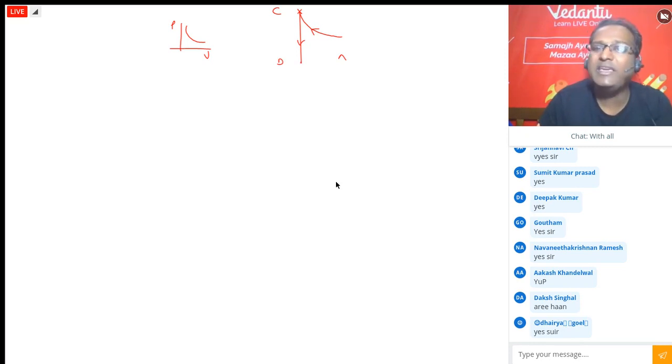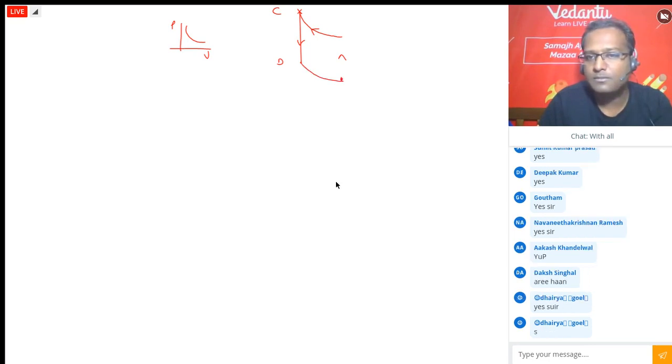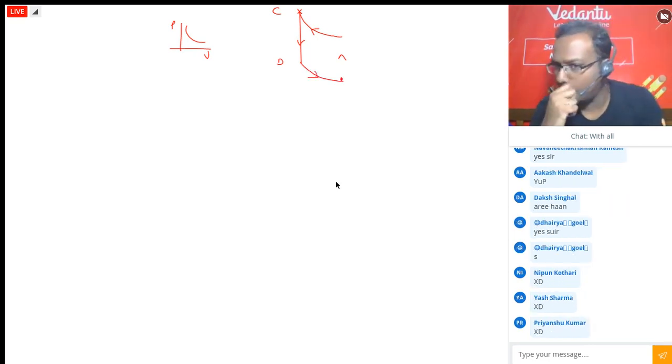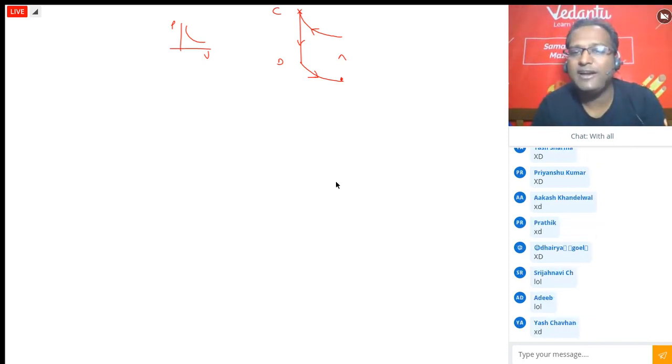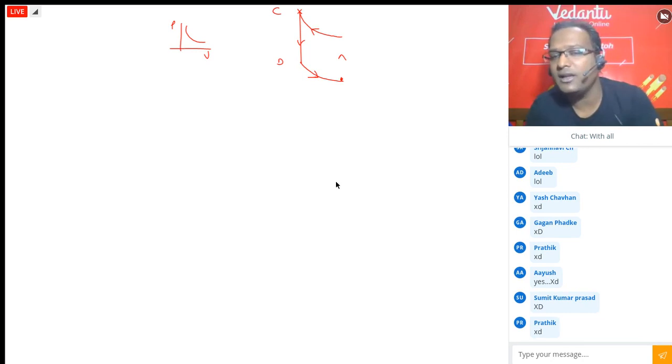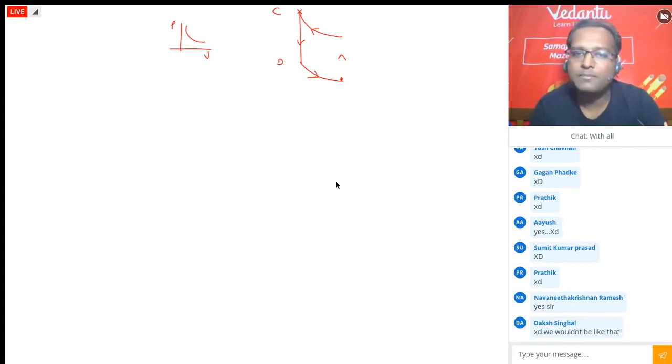Volume is now increasing. सर दिमाग क्यों लगाते हो? D2A isothermal है ना, हाइपरबोला बना दो चुपचाप. Once you have identified what path D2A is, we don't need to worry whether it is increasing or decreasing. We just need to connect them.